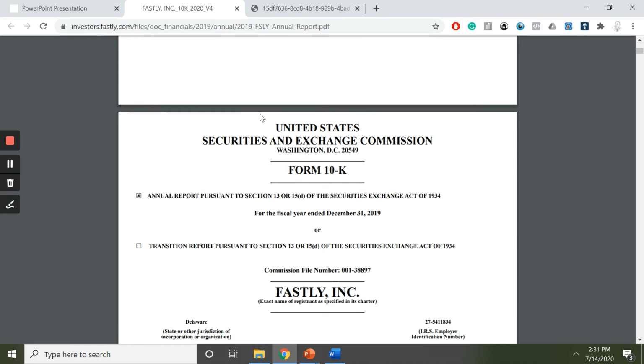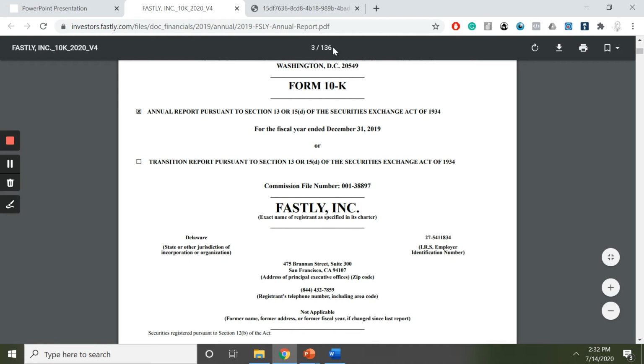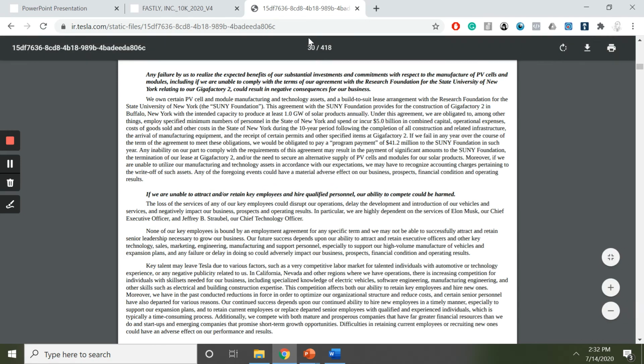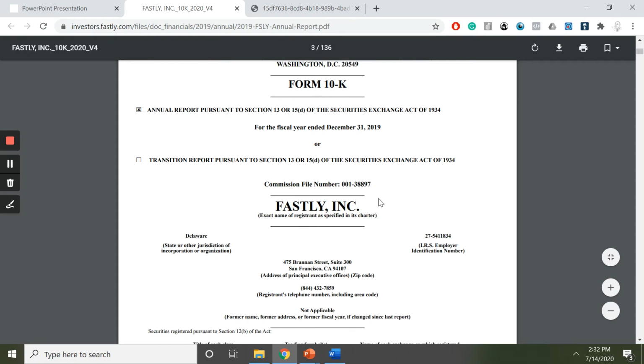As you can see here, this will be on the front cover. So if you can see this, you know you're in the right place. This is for the fiscal year ending December 31st. I believe this was put on their website in late February, so that's the timeline you're looking at. It's a very big, dense report, 136 pages. Let me just show you how big Tesla's is. Tesla's is 418 pages, so they're pretty meaty. But I'll show you which parts are important and which parts aren't.